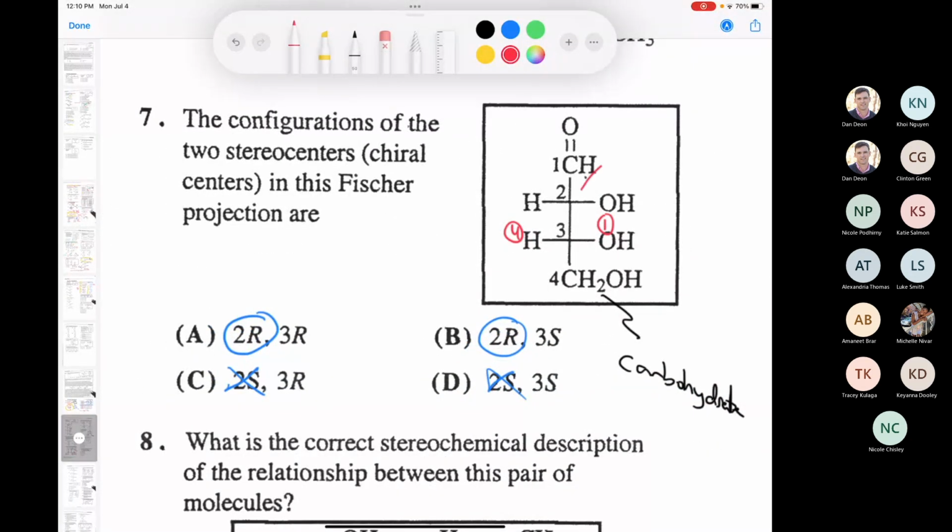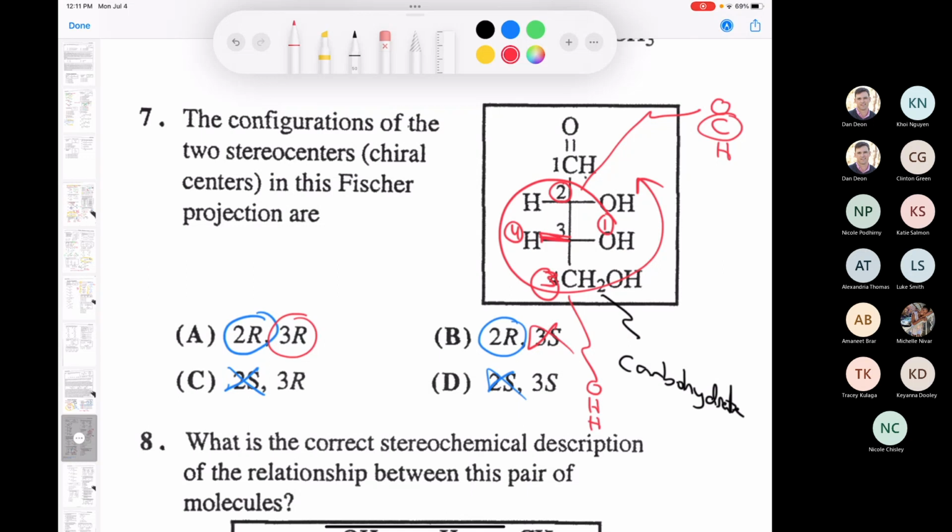So carbon number 2 is attached to an oxygen, carbon, and a hydrogen. Carbon number 4 is attached to an oxygen, hydrogen, and hydrogen. This is my tiebreaker. This is carbon 2. I'll just circle that. And this is number 3 here. So I go from 1 to 2 to 3. I'm going counterclockwise, which would be S. But since my hydrogen is coming out in front, I reverse it, and it's 2R, 3R. Give me a thumbs up if you follow me on that one. Remember that if the hydrogen is horizontal in a Fischer projection, you're always going to have to reverse it.